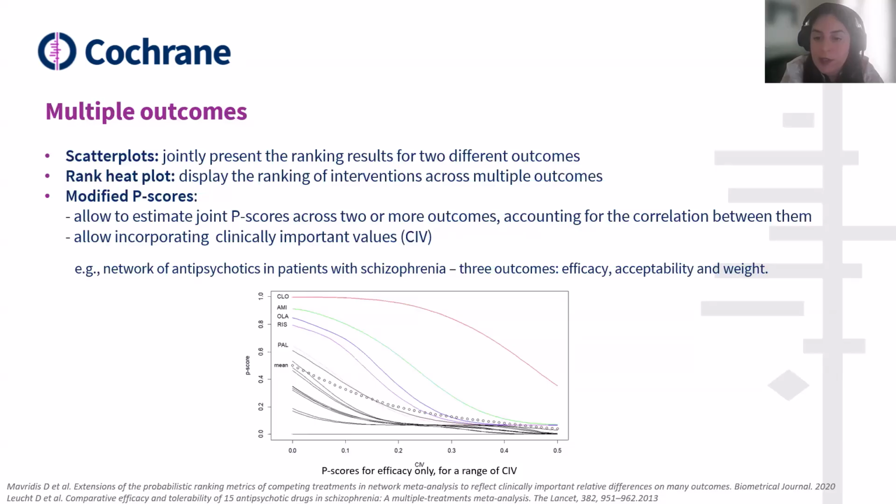In this graph, we can see the p-scores for efficacy only and how these p-scores change when we are increasing clinically meaningful values. For a CIV, a clinically important value, of 0, these p-scores correspond to the p-scores as they were originally defined. As CIV increases, we can see that p-scores and ranking change, but clozapine, which is denoted with a red line, remains the best option across all these values.